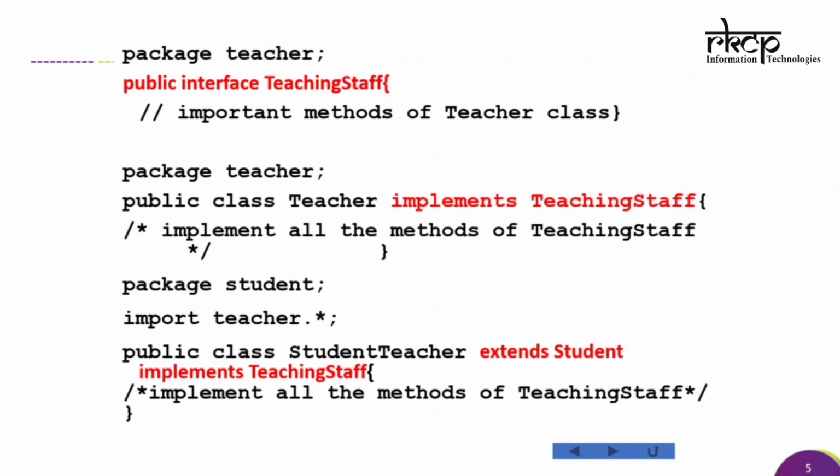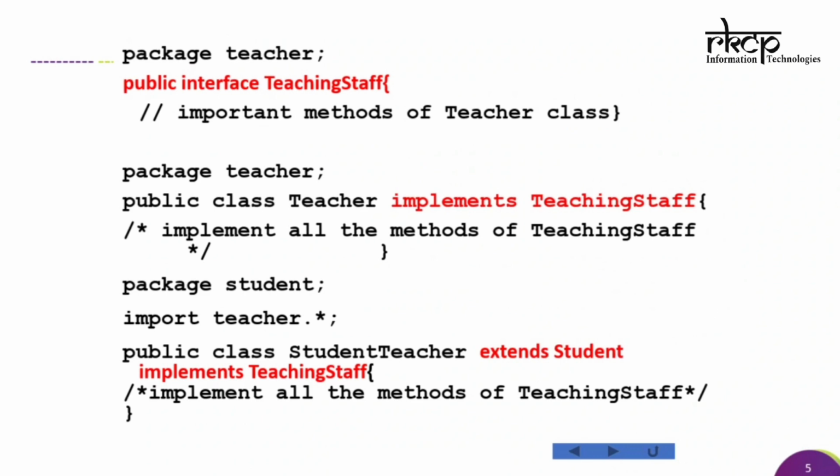But if anyone asks me to use this teaching staff interface with my class, I will write public class teacher implements. With the help of the implements keyword, I will use an interface with a class. After that, if I write any method inside the interface, I have to write all the method bodies here. See here, I'm using my class student teacher.